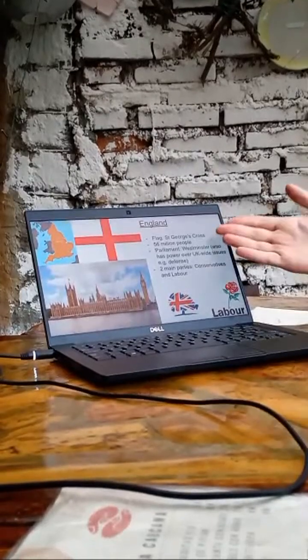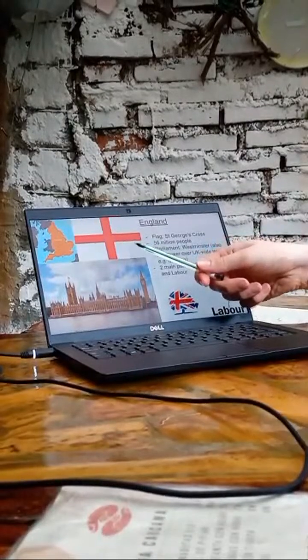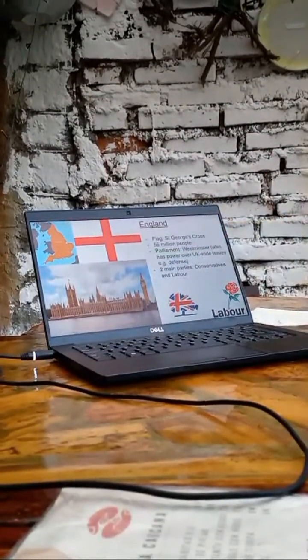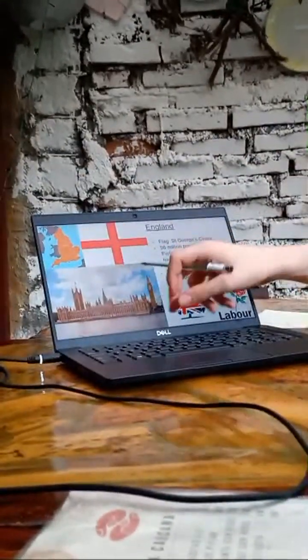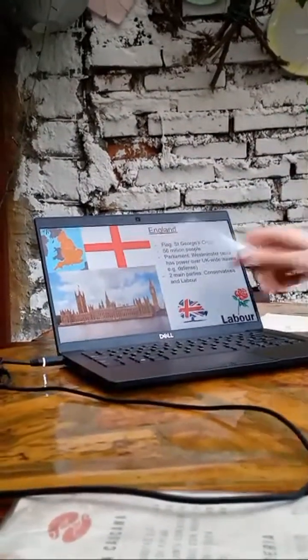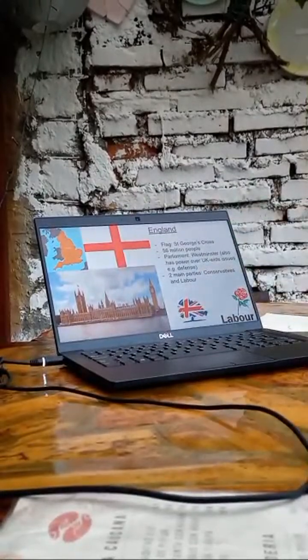So the patron saint is Saint George, and this is called the Saint George's Cross. A cross is like a cruz. Yeah. You'll often see this at football matches for the England national team. You'll see this a lot.